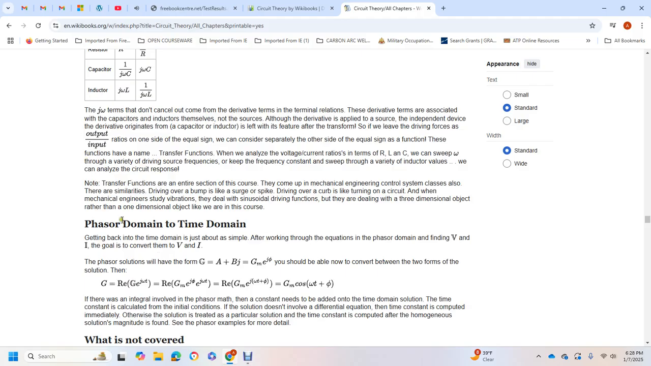Phasor domain and time domain. Getting back to the time domain is just as simple as, after working these equations in the phasor domain, finding voltage and amps. The goal of converting volts and amps of the phasor solution: we should now convert the two forms in the solution.